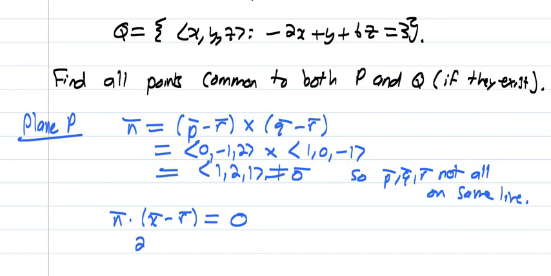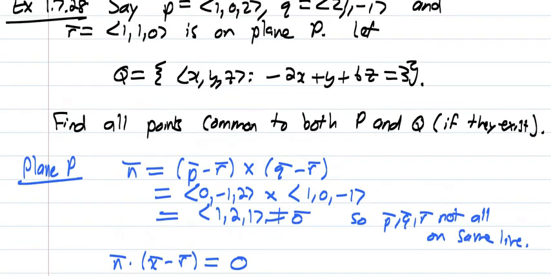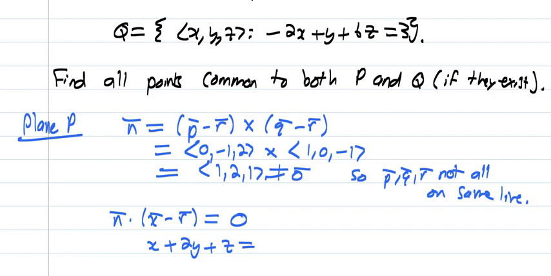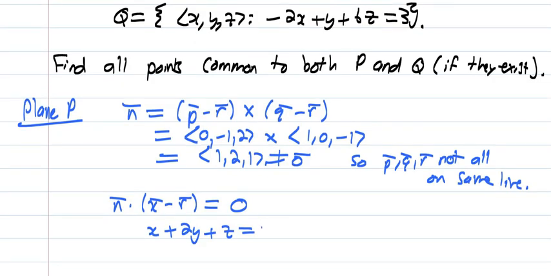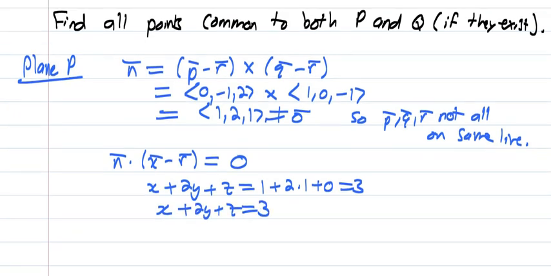So we know it's of the form 1x plus 2y plus 1z. The coefficient of x should be 1. So it's x plus 2y plus z is equal to, we know that the point R is on it. And R is the vector 1, 1, 0. So we know that we're going to get x is 1, y is 1, z is 0. So that's 3. So that is the equation for plane P: x plus 2y plus z is equal to 3. So we have the Cartesian equation.